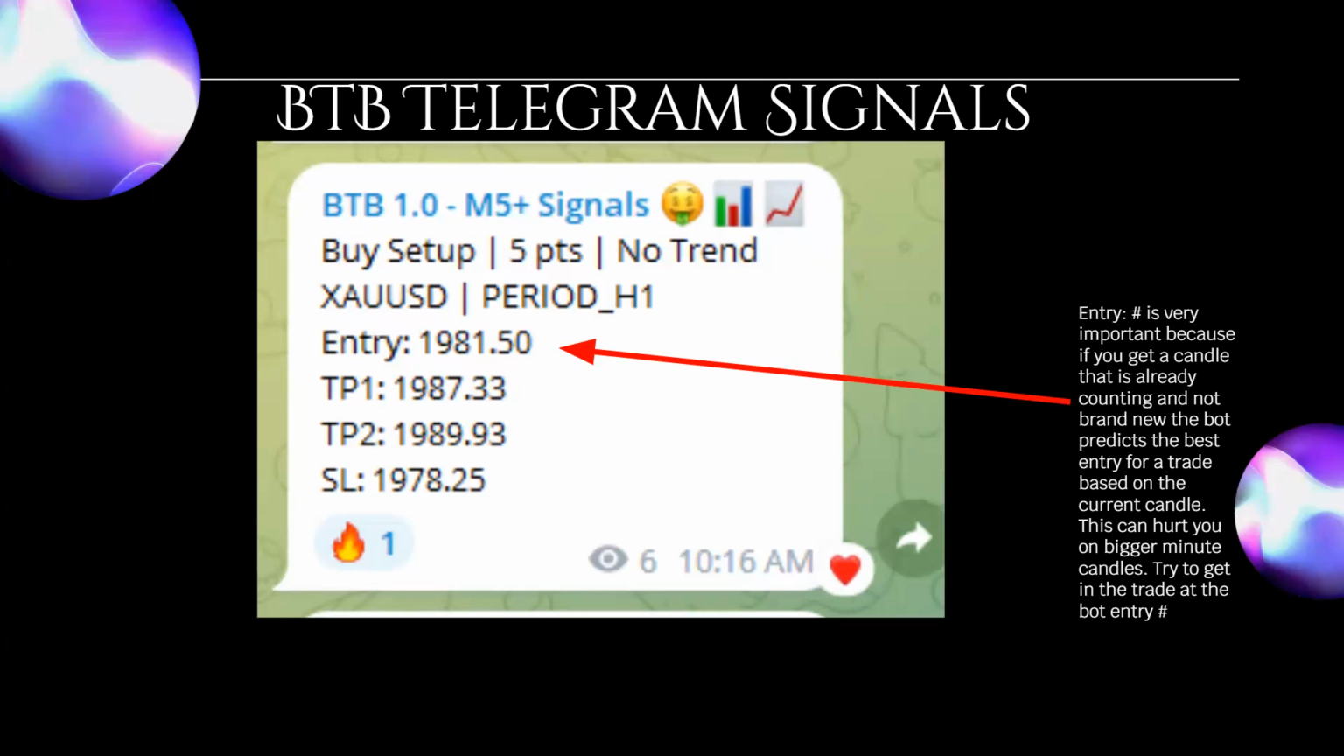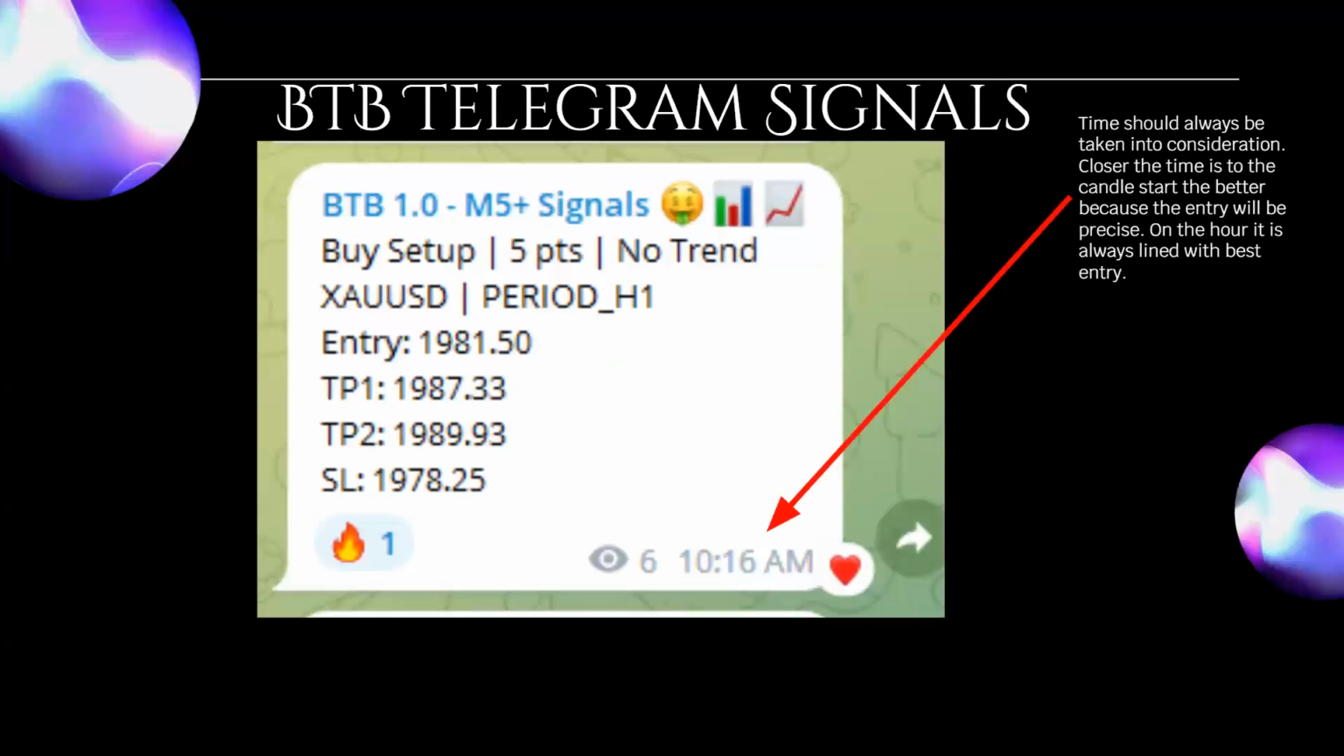candle. Now, I like to get in on those fresh candles, the fresh time limit, and I'll show you something like that in a little bit. But you always have to look at the time on the bottom, and you have to make sure you get in close to the entry. That really matters.